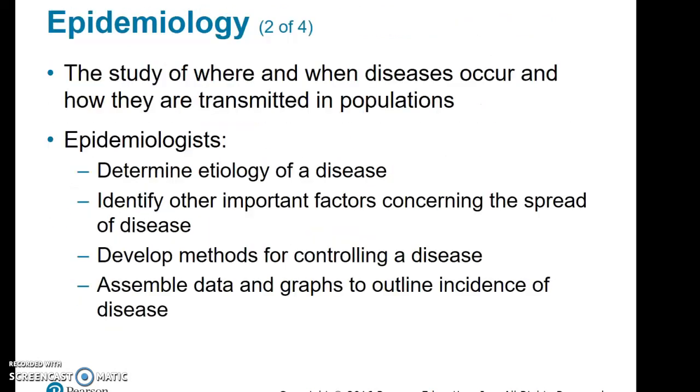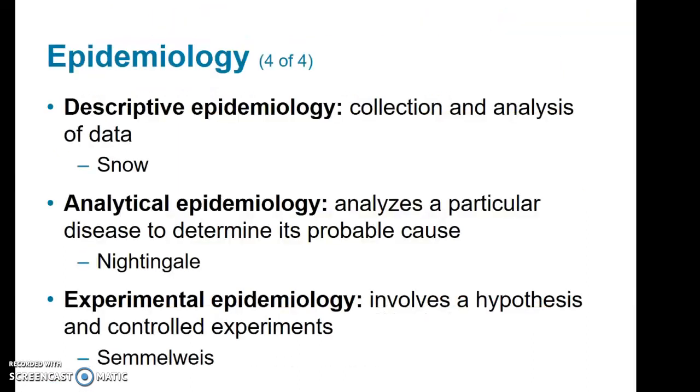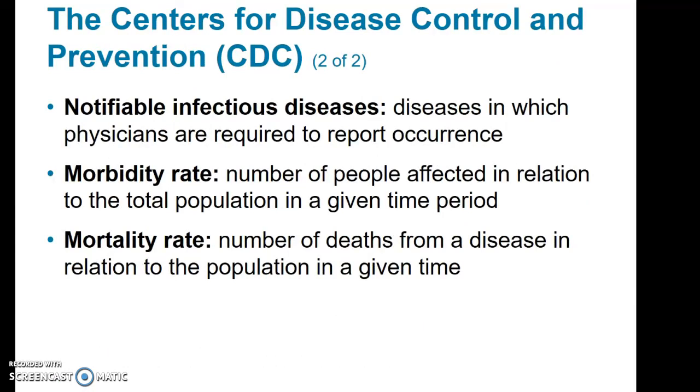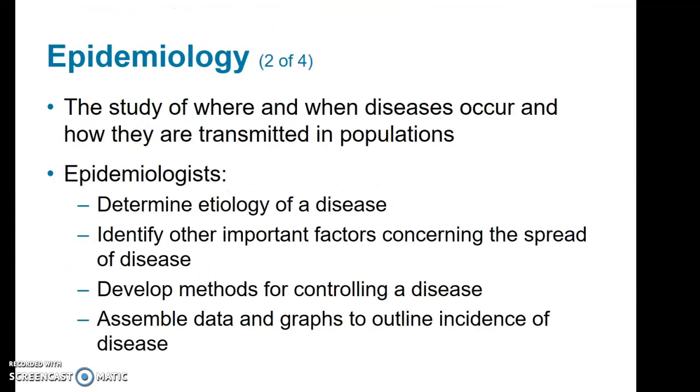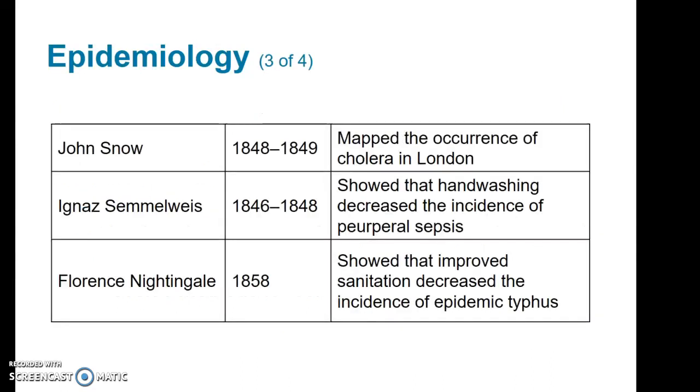Okay, so going back to epidemiology, it's the study of where and when diseases occur and how they are transmitted in populations or how they spread in populations. Epidemiologists determine the cause of a disease. They also look at other important factors that affect how diseases spread. They develop methods to control diseases, and they also put together data and graphs to help improve the understanding of how diseases spread and can be controlled.